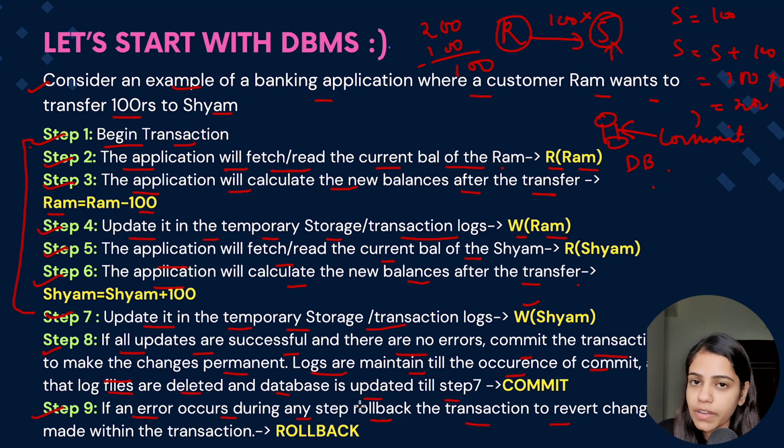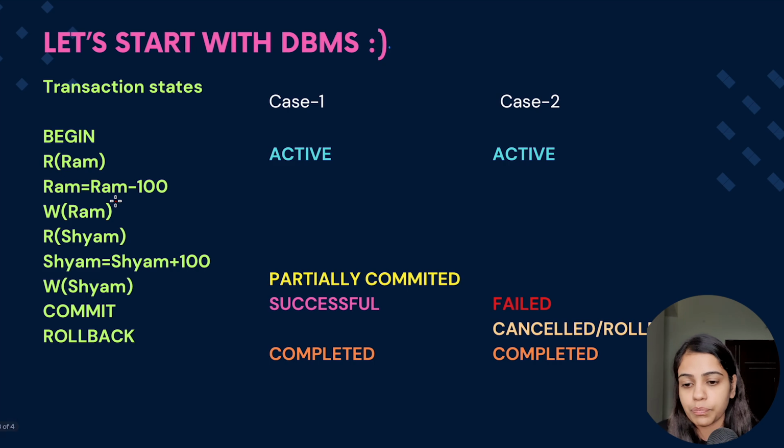So rollback is often introduced whenever we encounter an error or any issues at any point of the transaction. So this is all about the steps involved in the transaction. So considering the last example, let's learn about transaction state. So this was the transaction log for the last example.